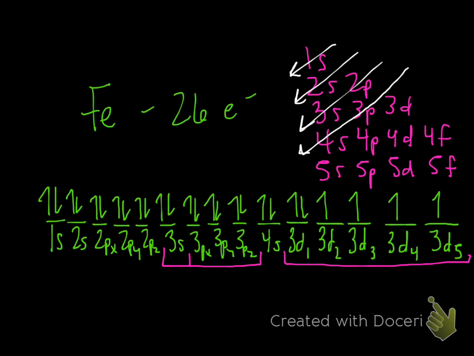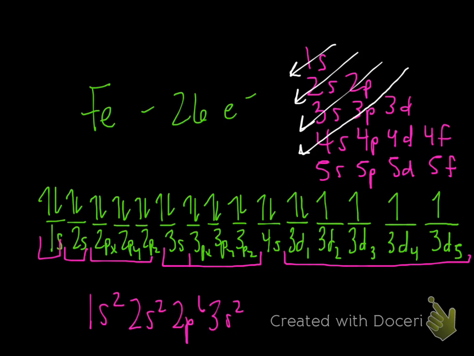Let's jump straight up to our iron with 26 electrons. So if we were to write this using electron configuration notation, we would write 1s2, 2s2, 2p6, so we've gotten all of those subshells done, 3s2, 3p6, 4s2, and 3d6.